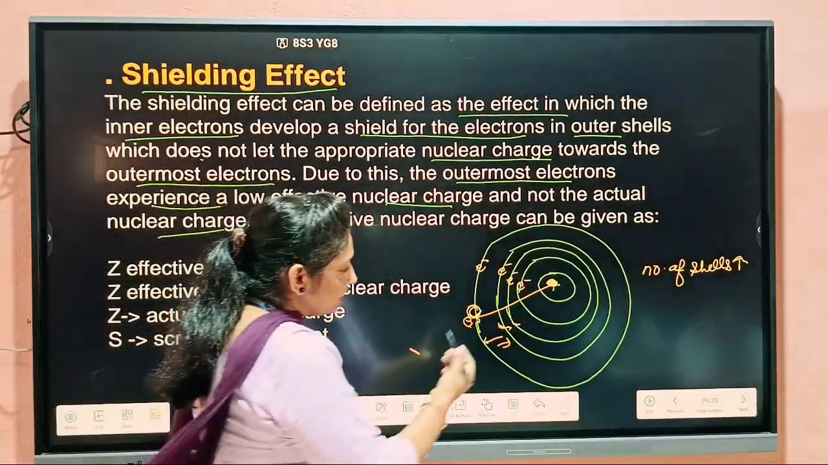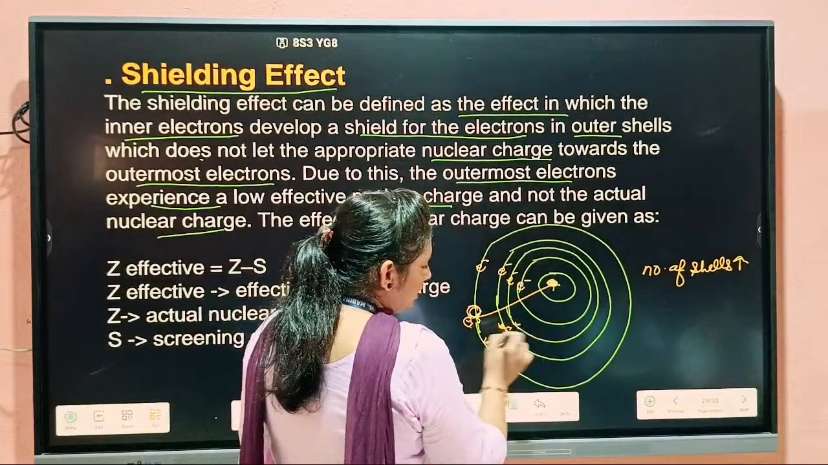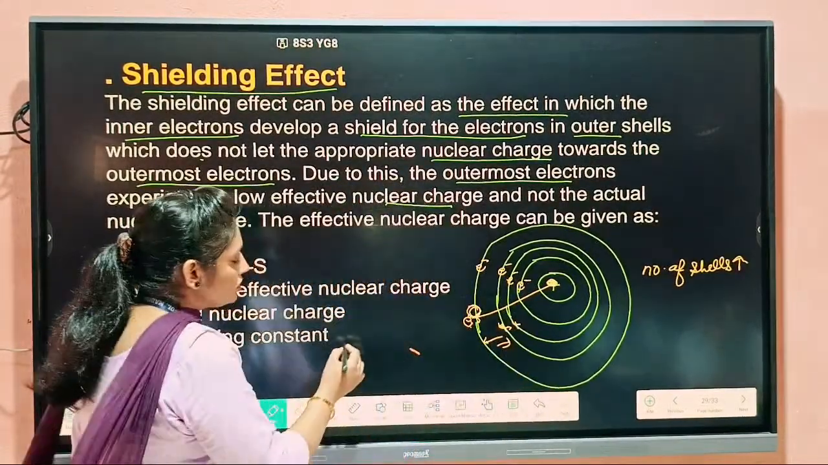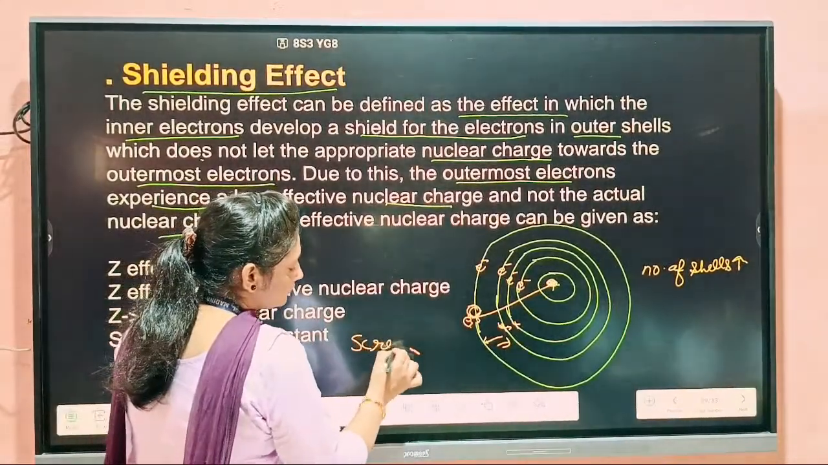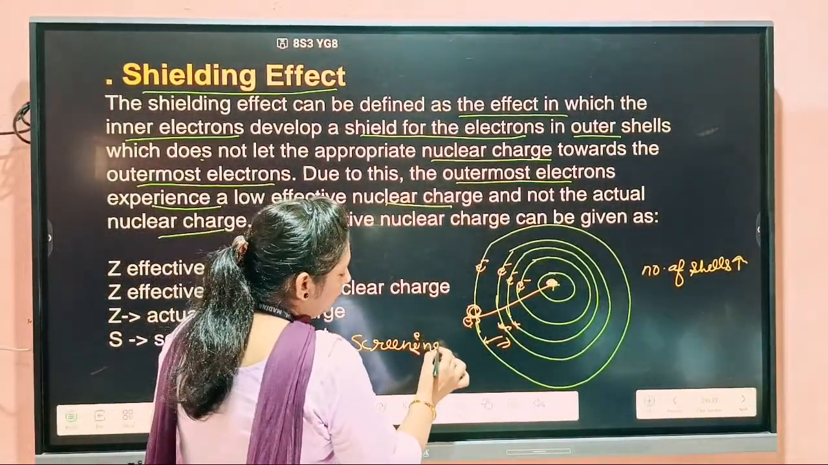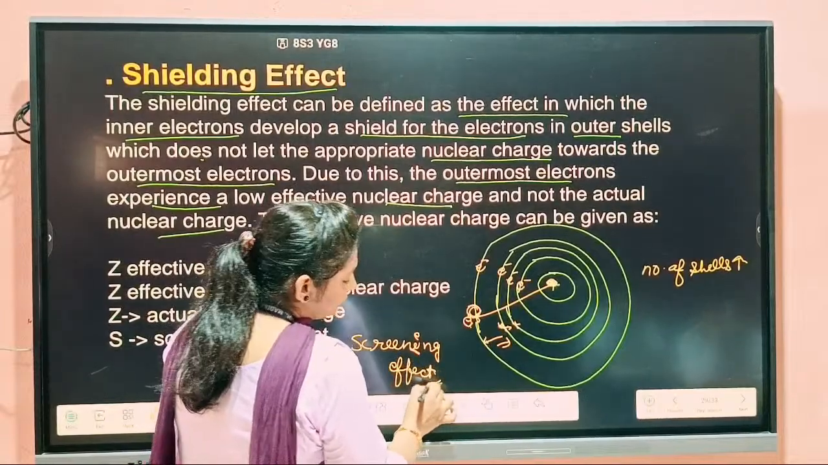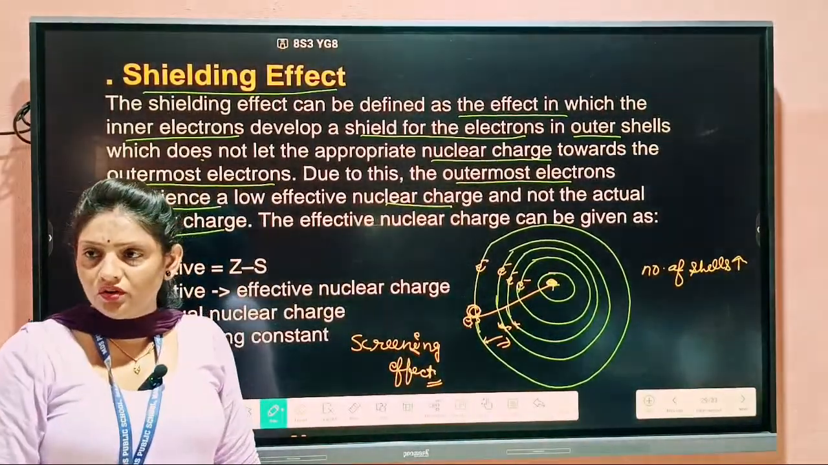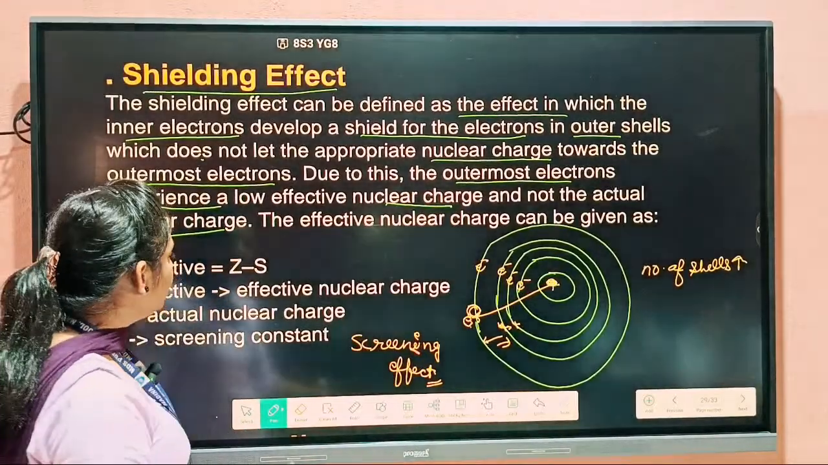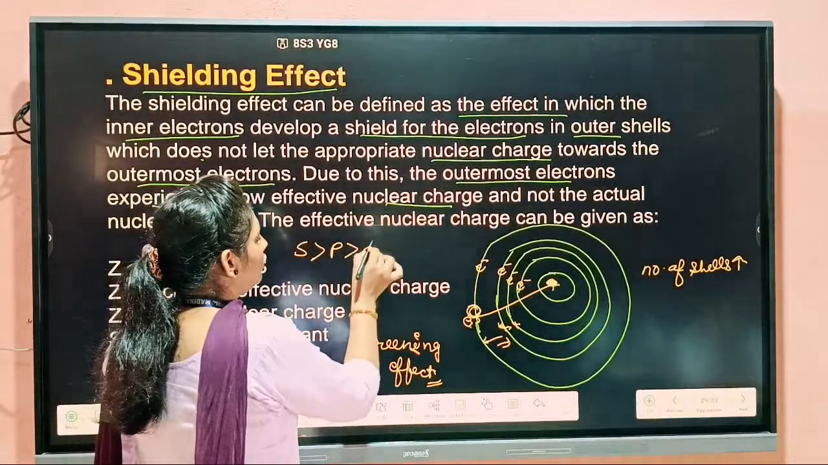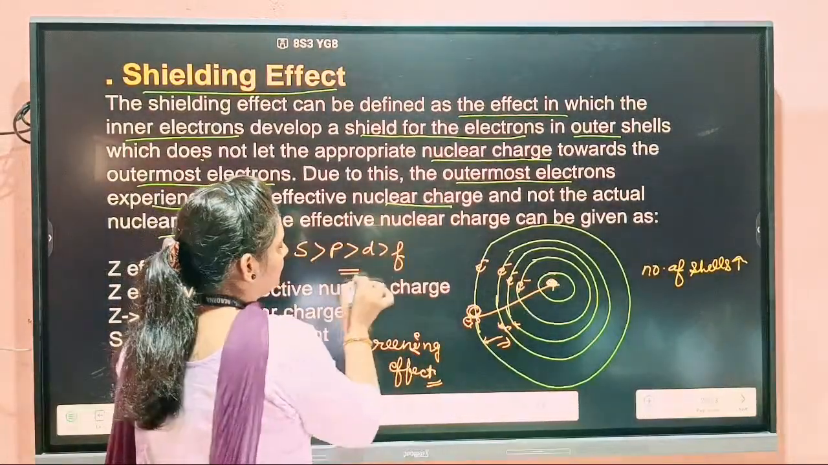Okay, so because they form a shield, this effect is known as the shielding effect or screening effect. Is it clear to you or not? What will be the order for the screening effect? Again, this will be the order for the screening effect.